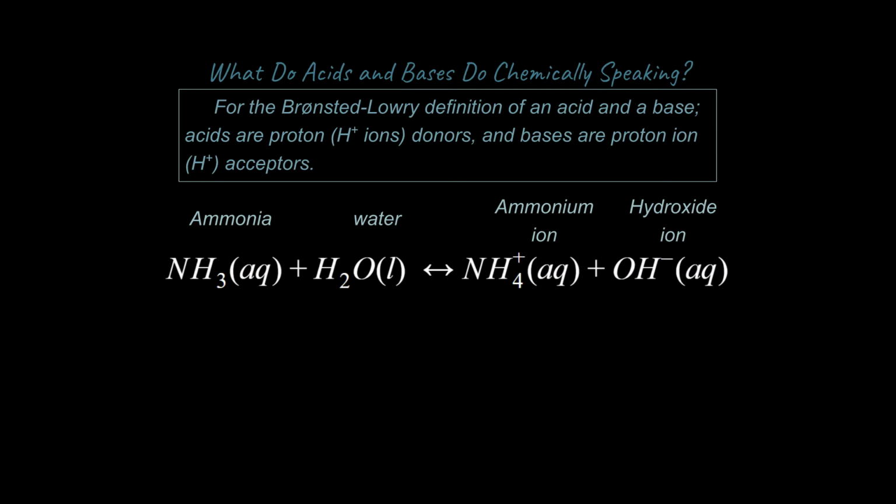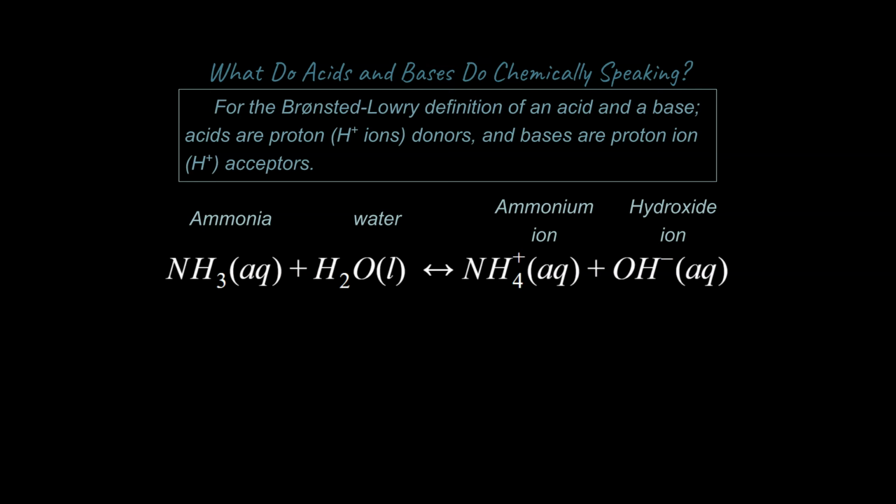So the question is, what do acids and bases do chemically speaking? So I'm going to go over 2 different types of definitions of acids and bases in terms of what they actually do. This first one, though, is probably the most common that you're going to see in a high school chemistry setting. So we say for the Bronsted-Lowry definition of an acid, acids are proton donors and bases are proton acceptors. So let me show you what I'm talking about.